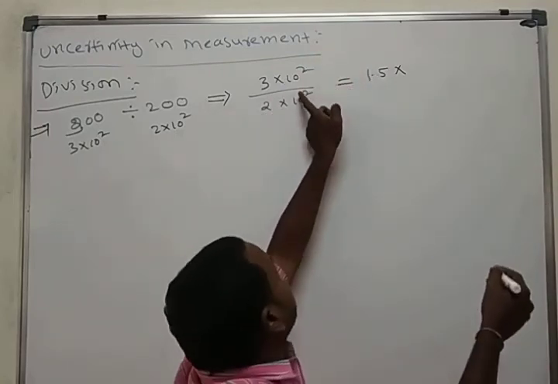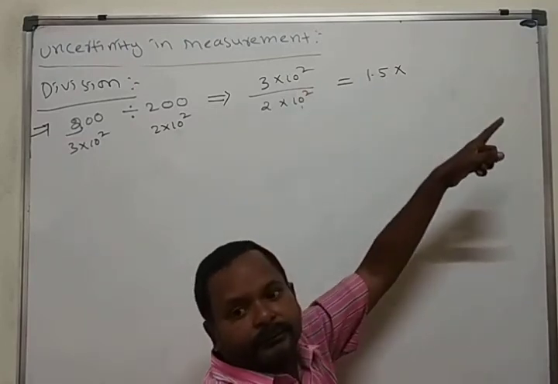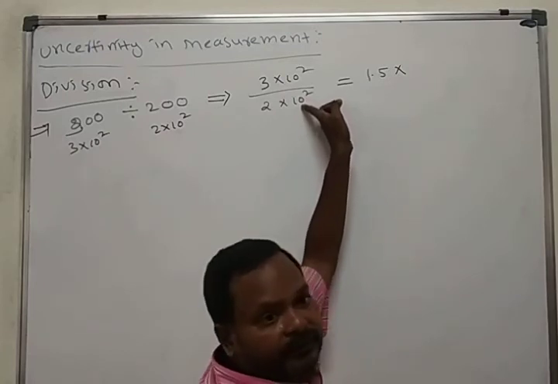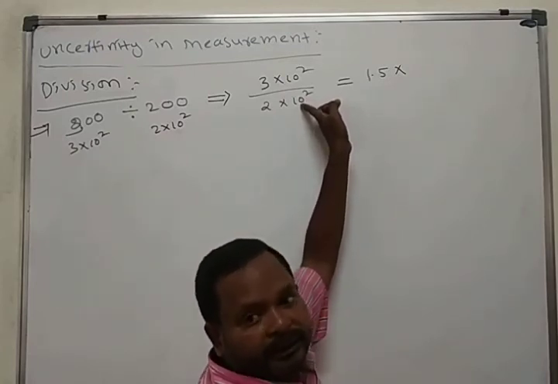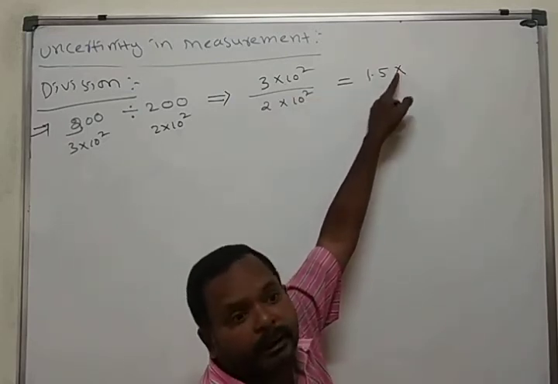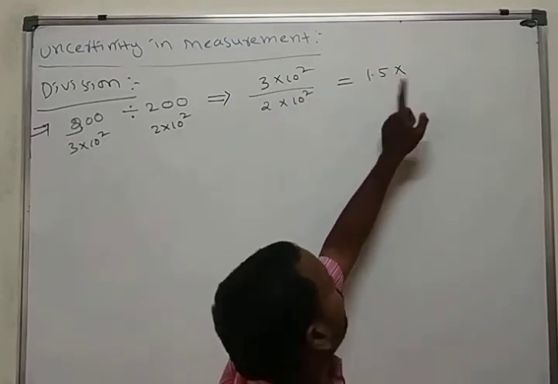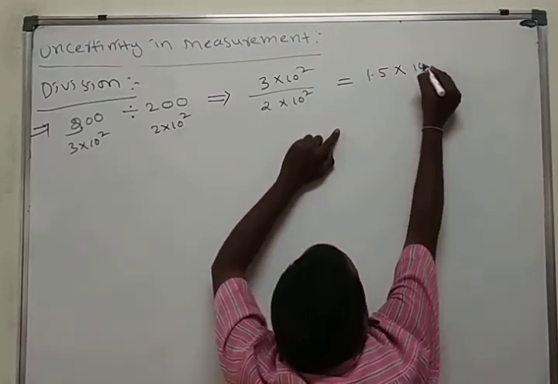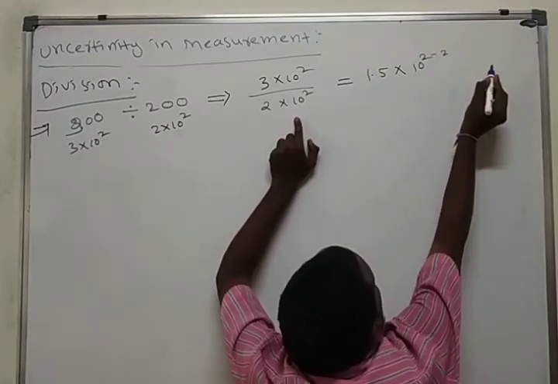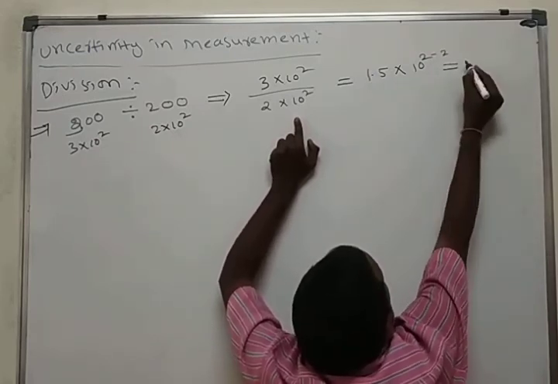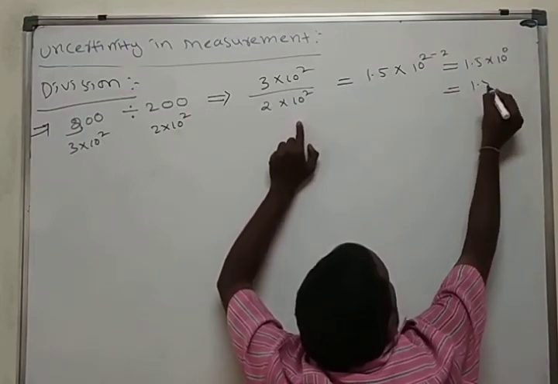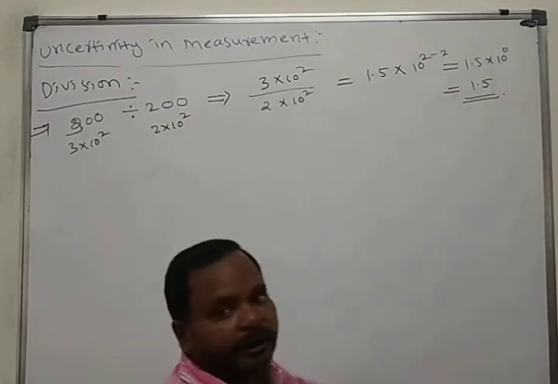That means the positive exponent becomes negative. The exponent present in the denominator moves to the numerator. What happened? 1.5 into 10 to the power of 2, and this 2 becomes minus 2. So we get 1.5 into 10 to the power of 0, which may be written like this: 1.5.